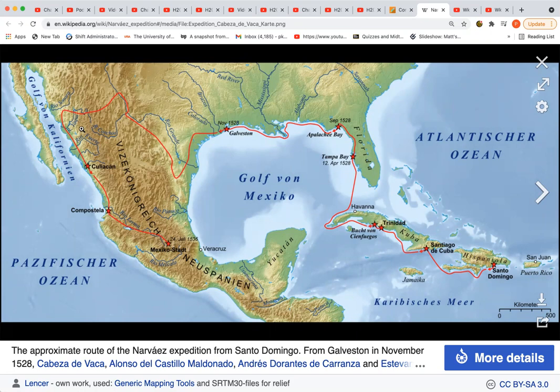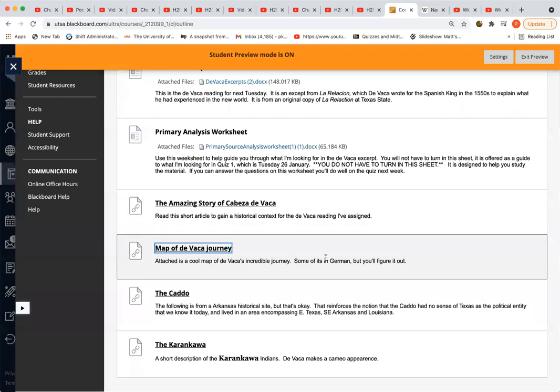Just take a look. It's in German. I don't know why, but I guess I couldn't find one that was in English. But you should know your geography enough to know where it is he was traveling. So take a look at that.